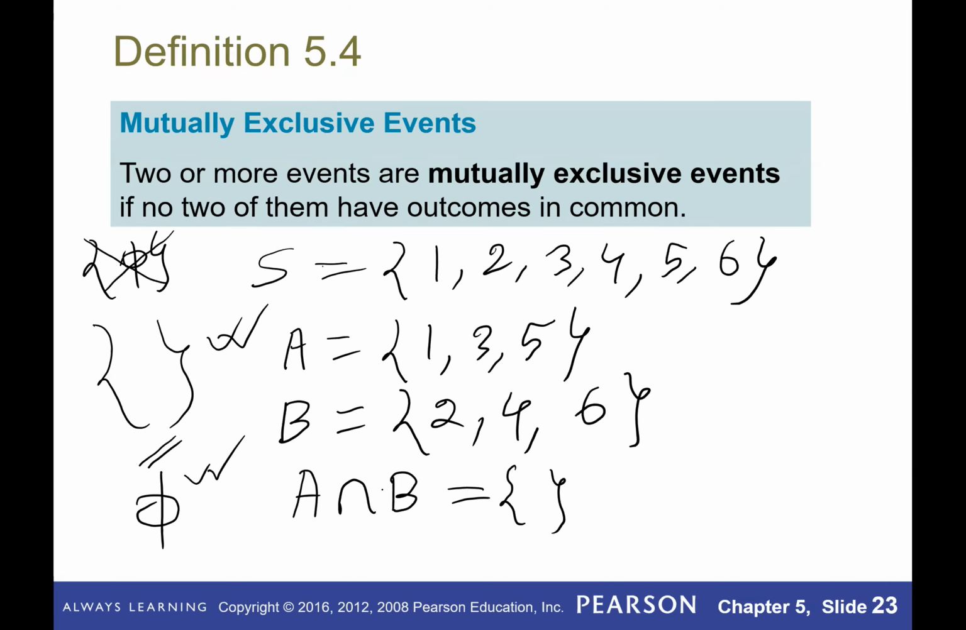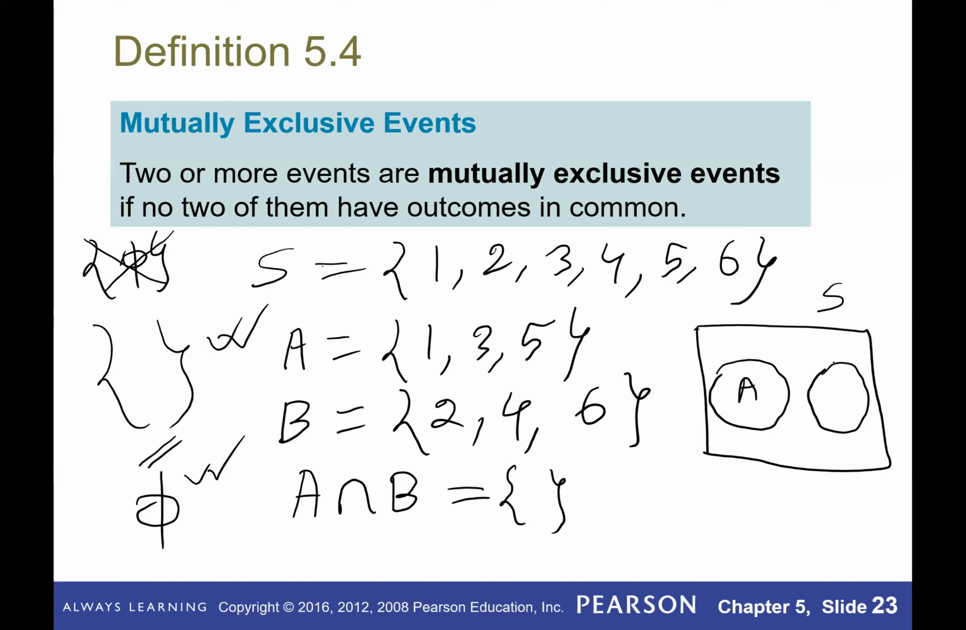Since A intersection B is empty, they do not share any element. This type of events are called mutually exclusive events. That means they do not share any element. So if two events are mutually exclusive, using the Venn diagram, we can represent this. Event A, and this is sample space, and this is event B. So you can see that A and B are separate. They didn't share anything. So this type of events are called mutually exclusive event.